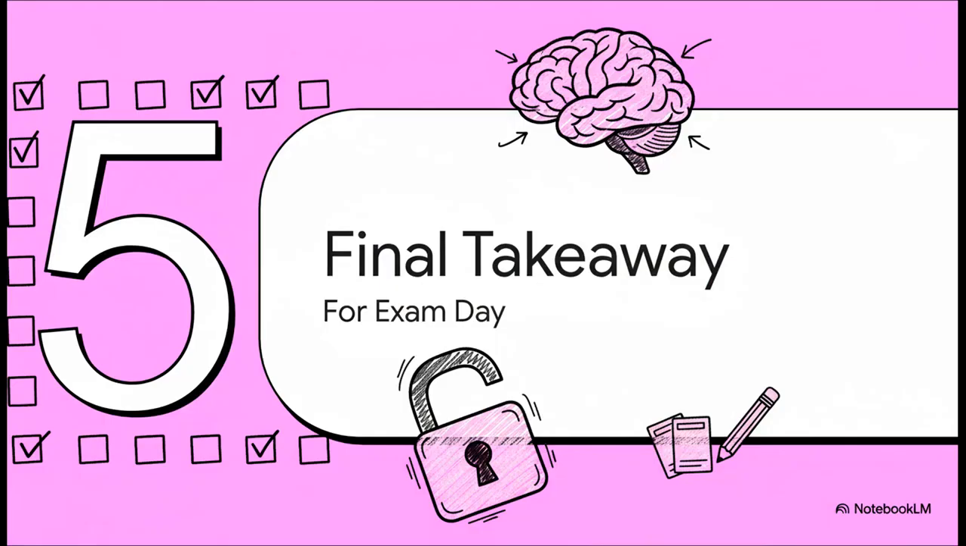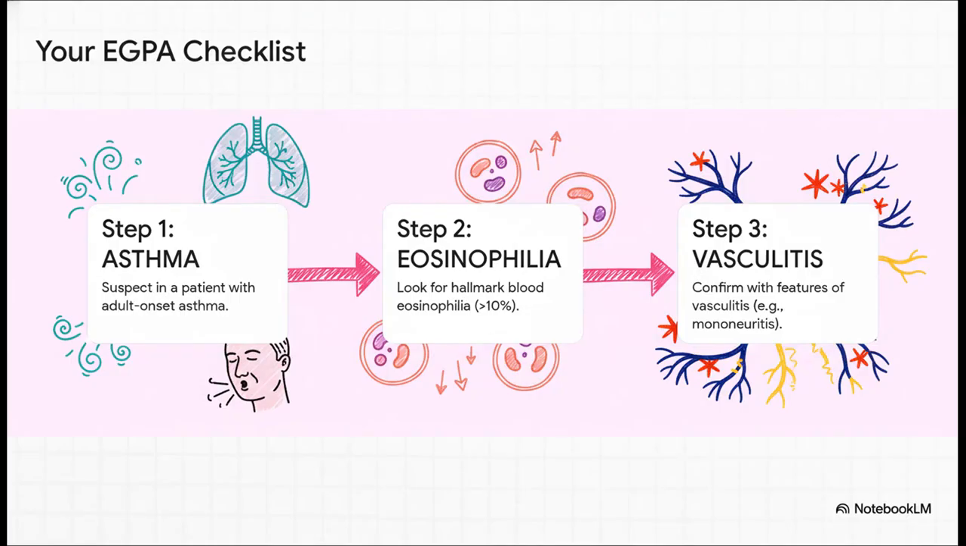Okay, let's put it all together. To make sure this stuff is locked and loaded for exam day, we're going to finish with a super simple, actionable checklist. Here it is, your 3-step checklist. It's this simple. Step 1, you see a patient with adult-onset asthma, you have to suspect EGPA. Step 2, you look for that hallmark eosinophilia, that crazy high number over 10%. And step 3, you confirm it with signs of vasculitis, like that foot drop. Just remember, asthma, eosinophils, vasculitis. That's it. That's your ticket.